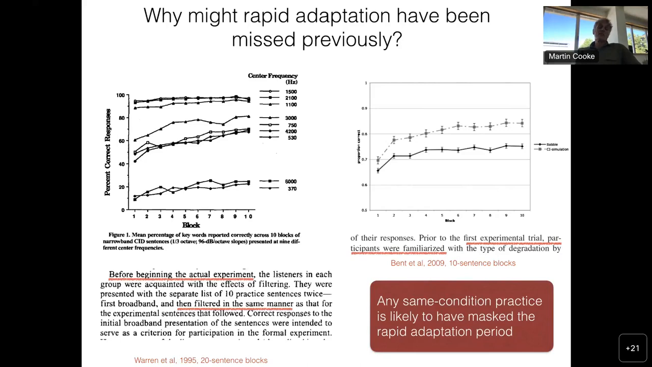So this is the data on spectral slits. You can see here, before beginning the actual experiment, listeners were presented with speech that was filtered in the same manner. And this is a different study looking at cochlear implant simulated speech and babble. Again, before the experimental trial, participants were familiarized. Given that our results suggest that most of the rapid adaptation takes place in the first 3, 4, 5 sentences, even a very short familiarization session is going to suck out all of the rapid adaptation. You're just not going to see it.